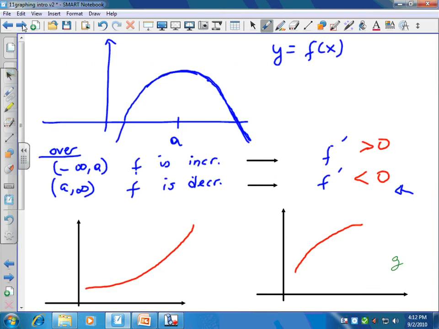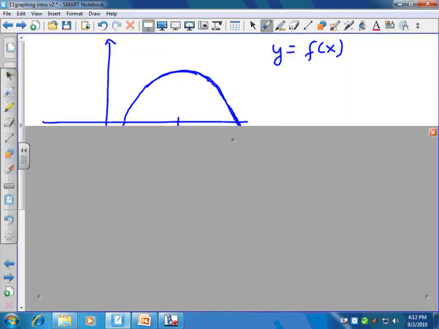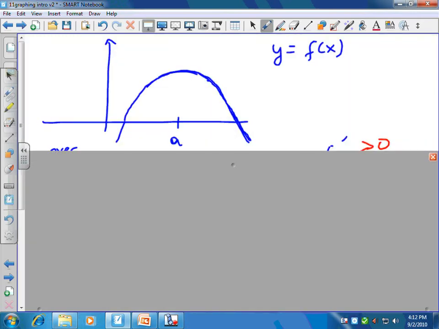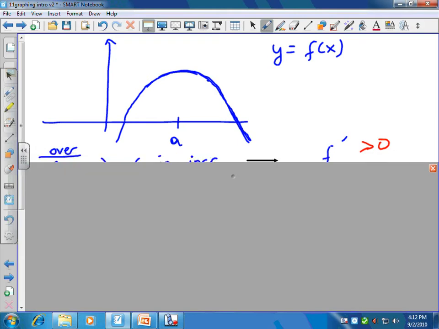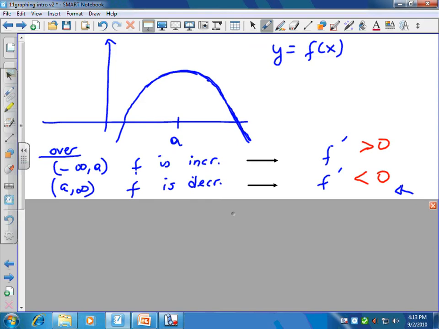Now let's take a look at this function for a moment. And let me shade it a little bit so you don't have to look at everything at once. So we have y equals f of x, increases up to a, decreases afterwards. So we can clearly say this function is increasing from negative infinity to a, correct? Basically over this region. And over the x that's from negative infinity to a, this function is increasing. And over the second interval from a to infinity, this function is decreasing.